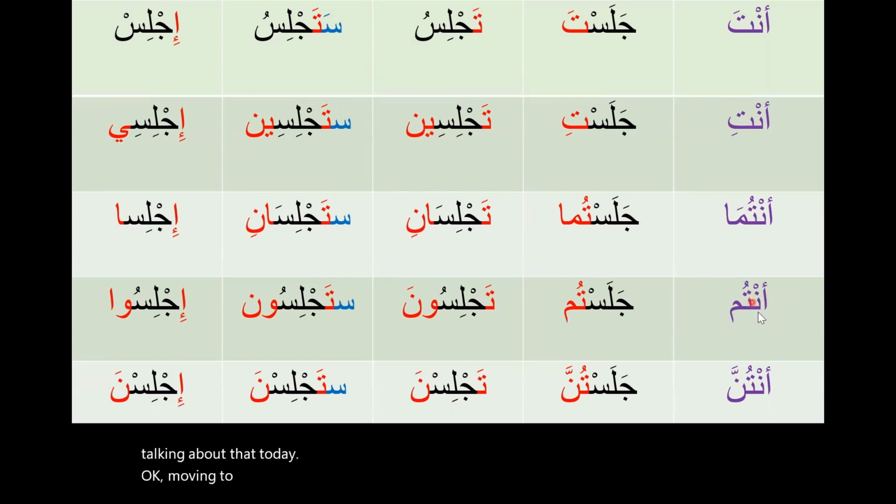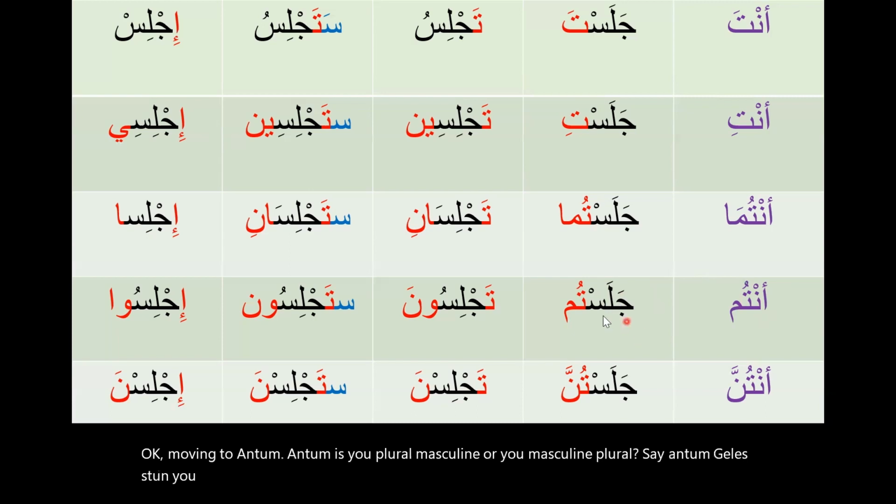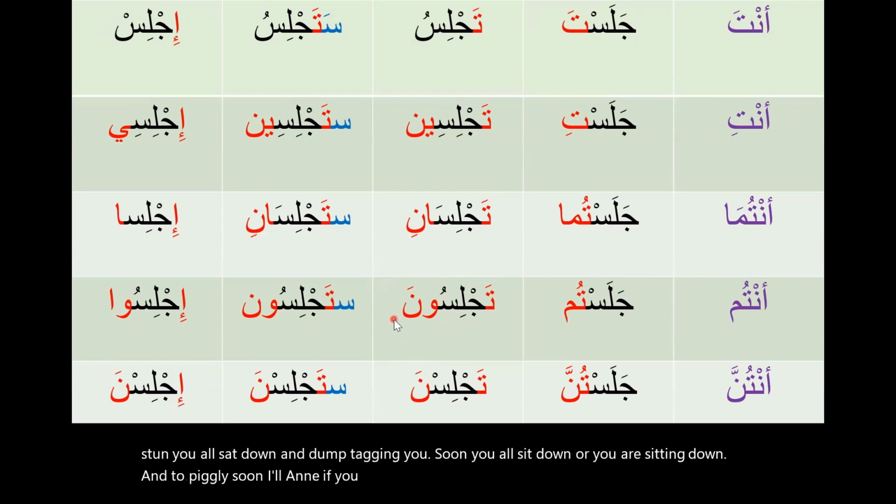أنتم. أنتم is you, plural, masculine. Say أنتم جلستم. You all sat down. أنتم تجلسون. You all sit down, or you are sitting down. أنتم تجلسون الآن. If you want to come up with the ing form, which is the continuous or the progressive.